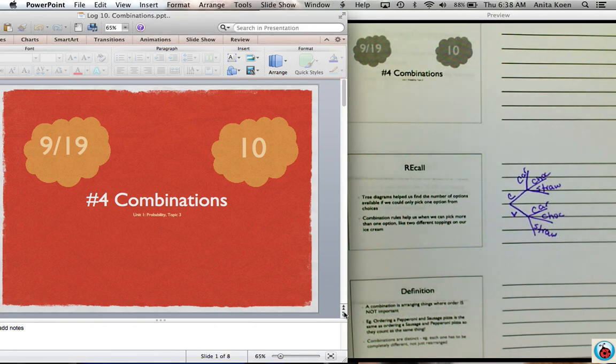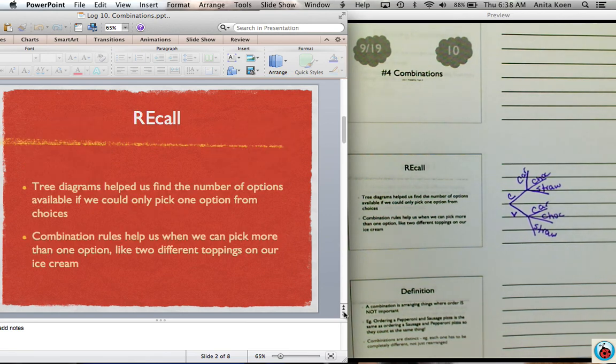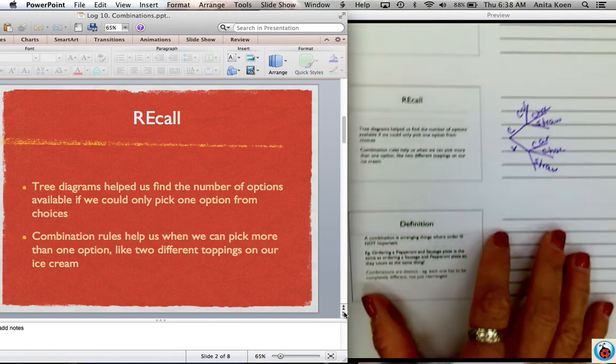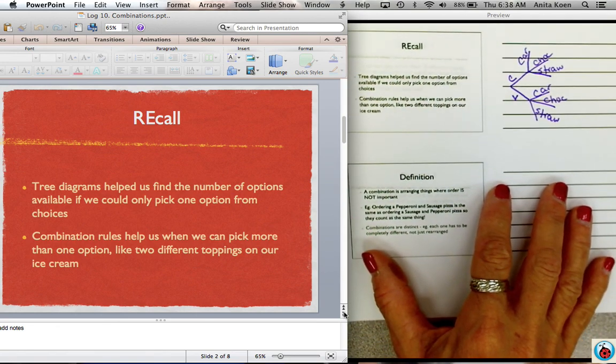Today's lesson is on combinations. This should be log page 10 in your logbook. I want you to recall with me, if you will, tree diagrams.